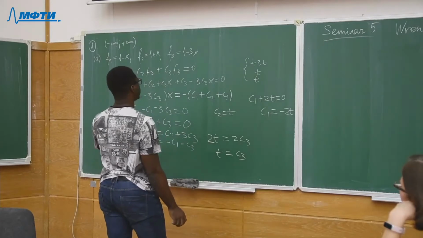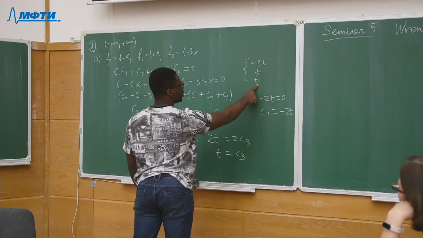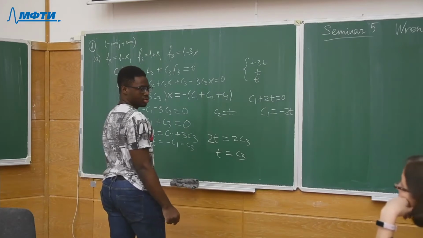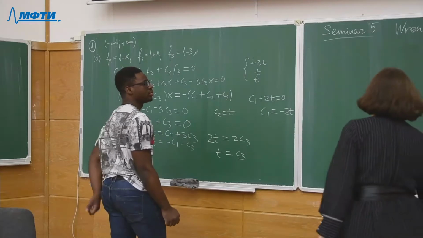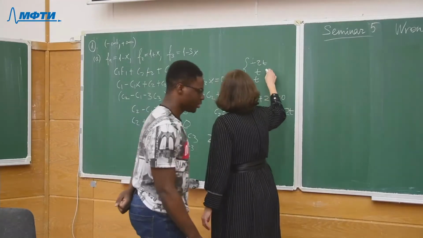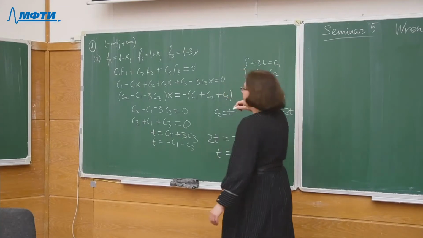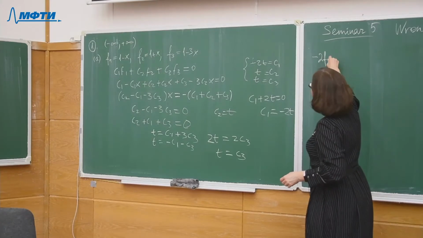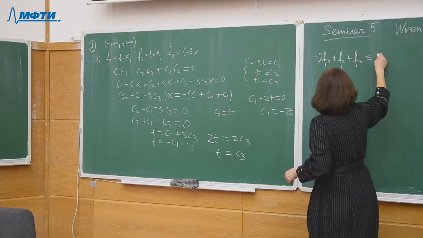And there exists a solution, since t can be any number. We may take it to be equal to 1, for example. Substitute 1 for t. And then you have proved that the following linear combination, so this is C1, C2, and C3, minus 2f1 plus f2 plus f3, is identically 0, right?